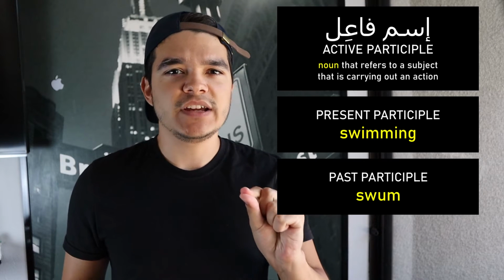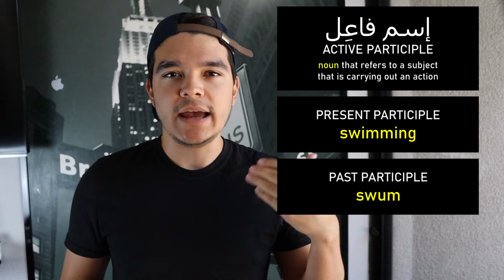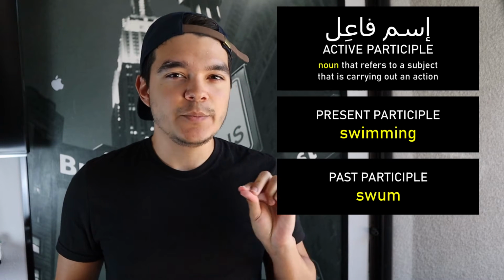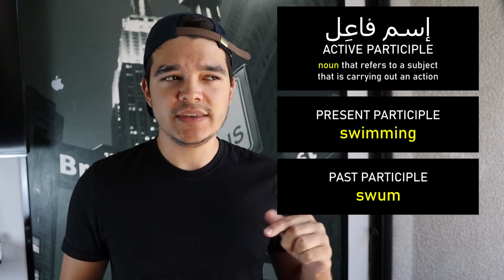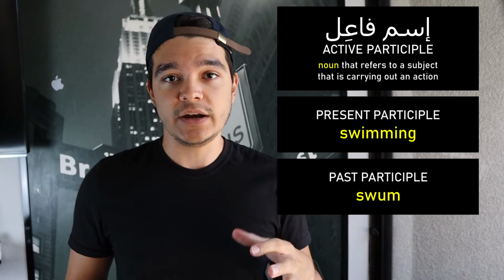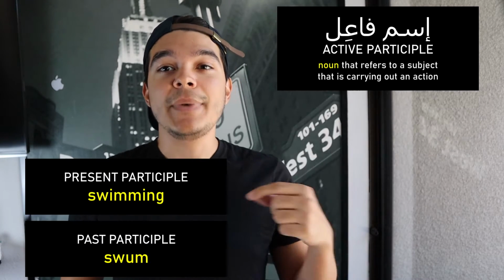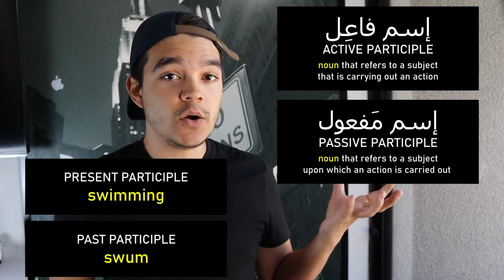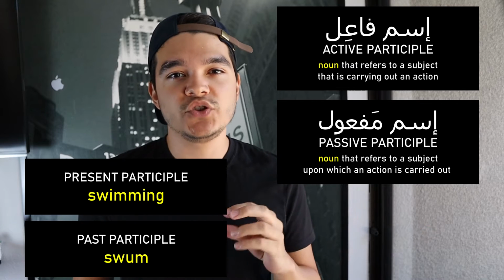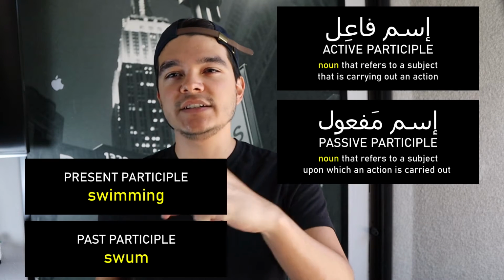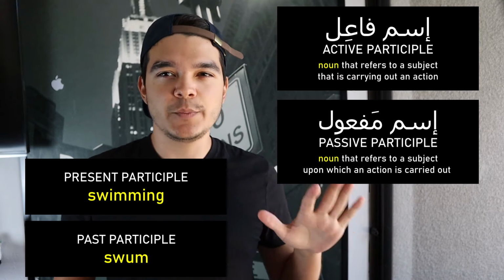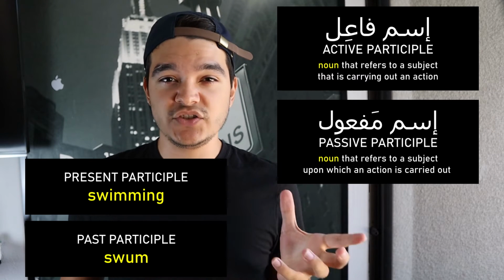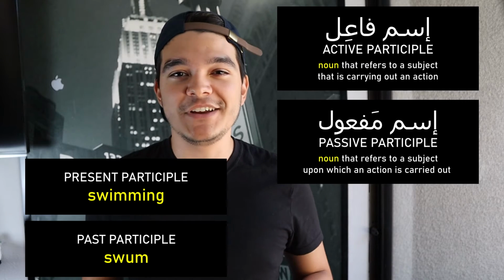The reason I want you to understand that is because although the active participle and the present participle are similar, there's nothing like the past participle in Arabic, and actually the opposite of the active participle in Arabic, you might have guessed it, is the passive participle. So while the first refers to a subject carrying out an action, the second refers to a subject upon which an action is carried out. We'll discuss the passive participle in a future video, but for now I just want you to understand that distinction, and in the meantime, you learn something cool about English, I guess.